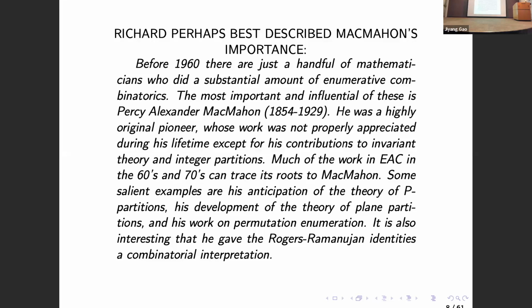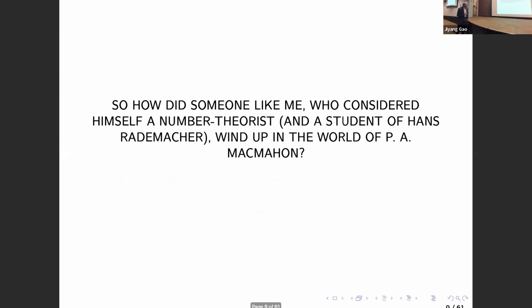Much of the work in enumerative algebraic combinatorics in the 60s and 70s can trace its roots to his work. Some salient examples are his anticipation of the theory of P-partitions, his development of the theory of plane partitions, his work on permutation statistics and inversions. It's also interesting that he gave the Rogers-Ramanujan identities a combinatorial interpretation.